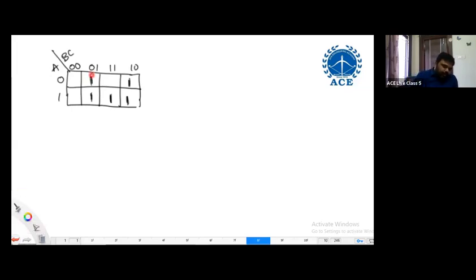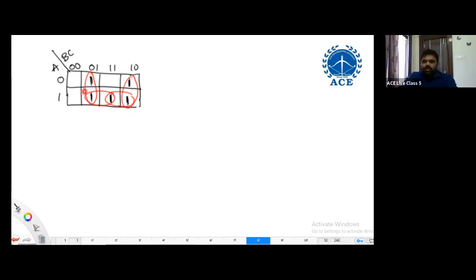For that, let me group 1, 2, 3, 4. How many groupings are possible? Four groupings are possible. How many prime implicants, sir? Four prime implicants, sir. In which, how many groupings are having special cubes? Yes, this grouping is having a special cube. This grouping is having a special cube. These two groupings are having special cubes. So these two are essential prime implicants.